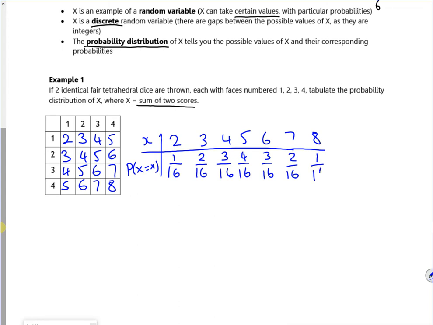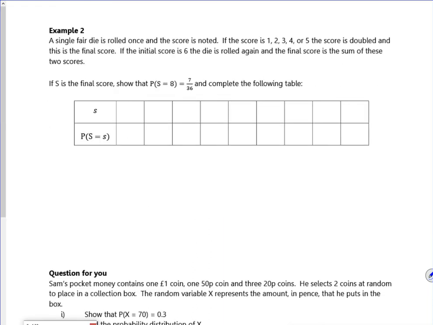Now, if you add all these up, you've got 1 plus 2 is 3, plus 3 is 6, plus 4 is 10, plus 3 is 13, plus 2 is 15, plus 1 is 16, so that's 16 out of 16. So the total is 1, and you'd expect that. So how we can write it is the sum of the probability that X is equal to x is equal to 1. And that's important for the next lesson. So the sum of the probabilities is 1. So that's that bit done.